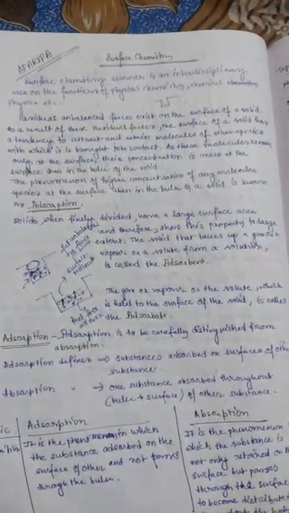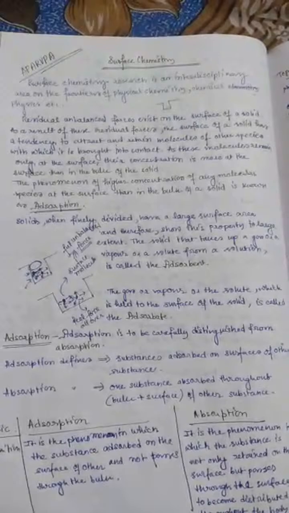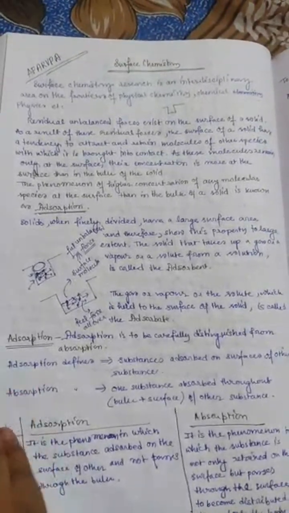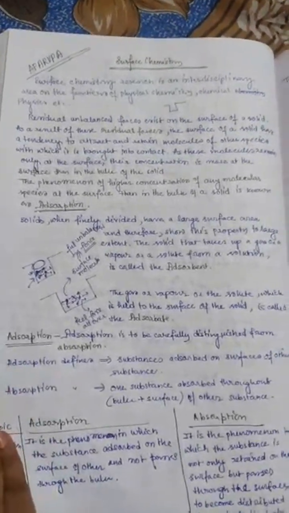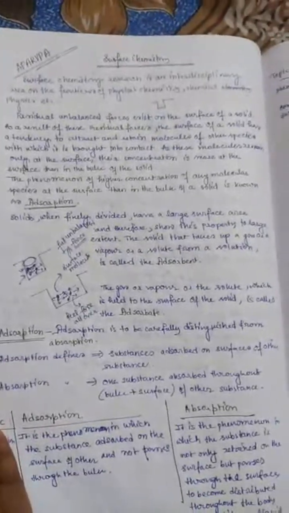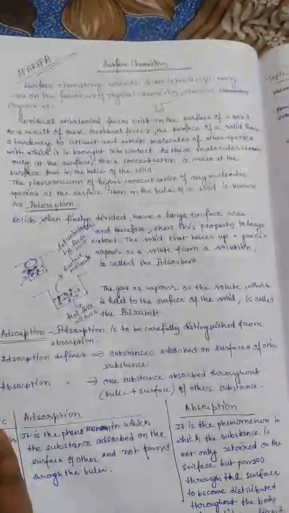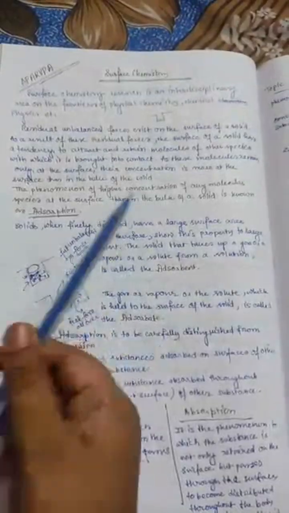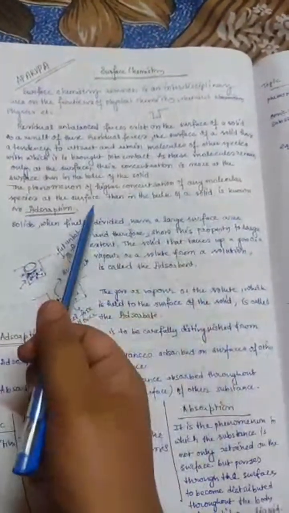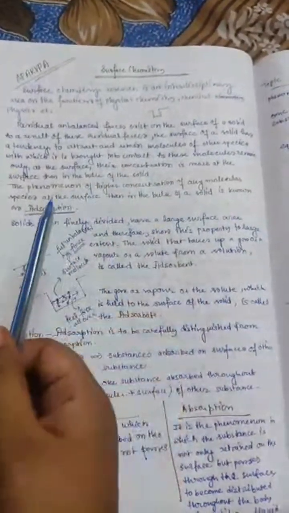Okay, so in that case what happened? The concentration of molecules at the surface is greater than in the bulk, and this process is called the adsorption process. Okay, clear? So the phenomenon of higher concentration of any molecular species at the surface than at the bulk of a solid is called adsorption. Nothing but that.